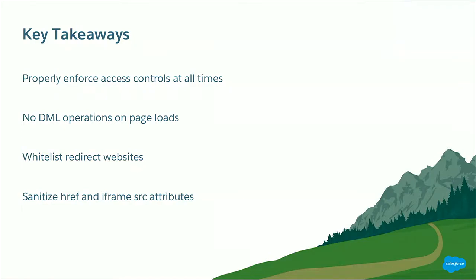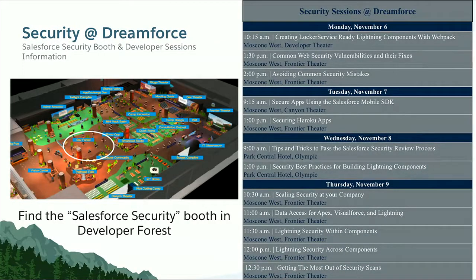Next slide. So we have 2 talks after this. This is the first part of Lightning, where we talked about Lightning security within components. There's going to be a second session where Nishil and Ryan will be talking about Lightning security across components. Please stay on for that. And then after that, we'll be talking about some of the security tools that could be used to find some of the security issues. So stick around for that.